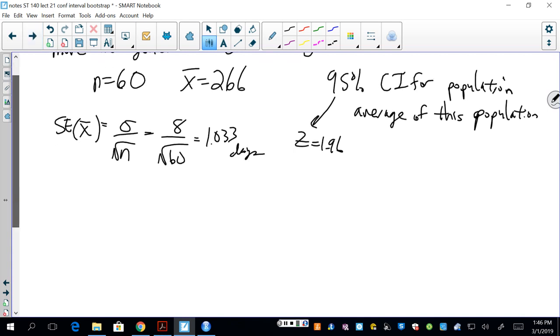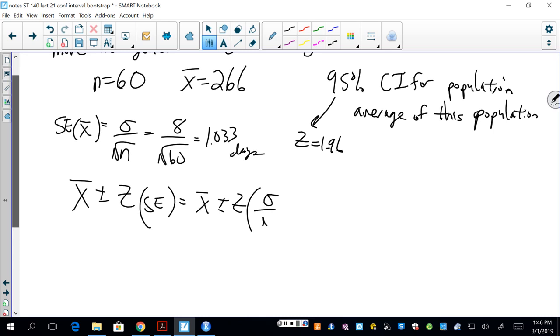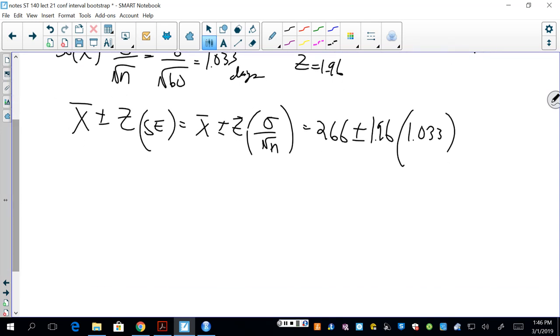So our confidence interval has the same form, X bar. Instead of writing minus and then plus in two parts, I'll put X bar plus or minus a Z value times the standard error. In this case, it's sigma over the square root of n. And so 266 plus or minus the 1.96 value times, plugging in those numbers, that comes out to 1.3033. So our interval is 266 plus or minus twice that, so about 2.02.